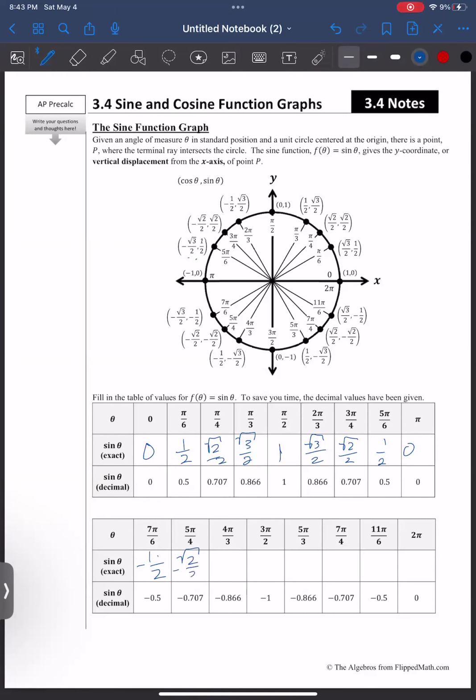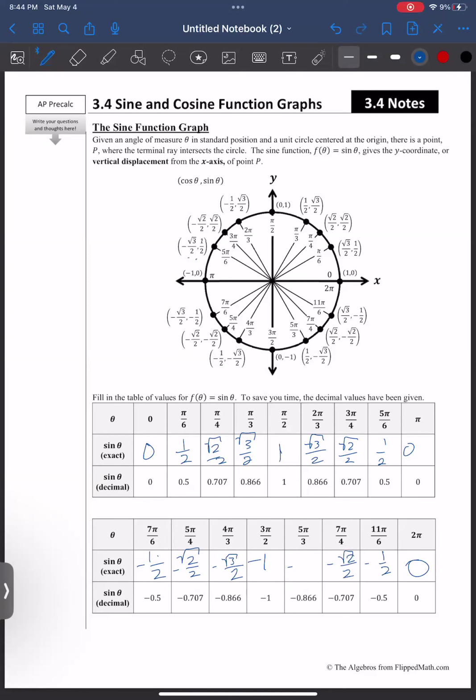And all of these down here are going to end up being negative, because remember, sine is only positive in the first and second quadrants. I'm just going to put the negatives in before I forget, except that last one, because the last one is 0.